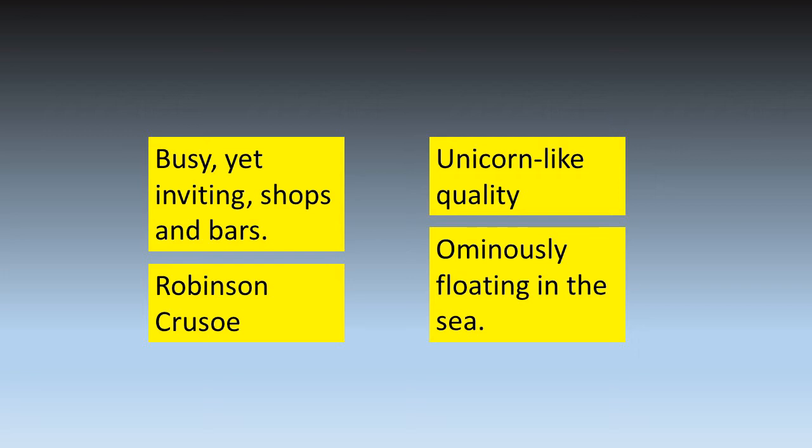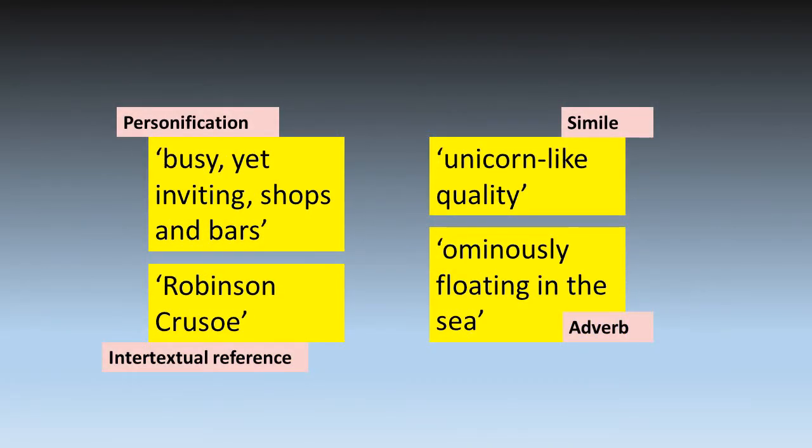So the key terms that we can use, and it's important to know that using the key terms alone isn't going to get you marks. What gets you the marks is thinking about what's being communicated, but we do want to seem relatively intelligent and use some terminology as we go. So we've got busy yet inviting shops and bars. So there's a bit of personification there. Unicorn-like quality is a simile.